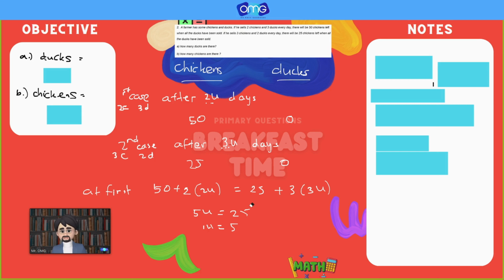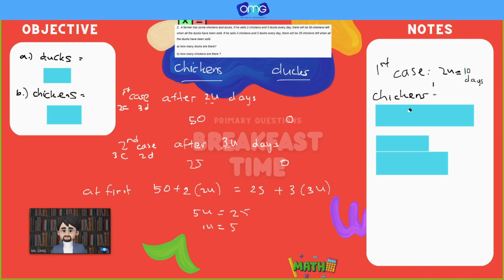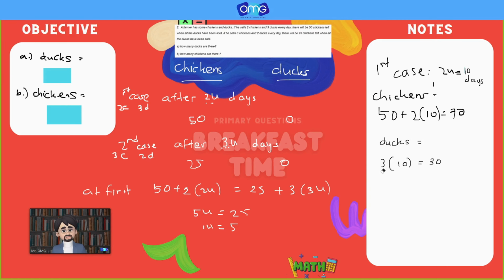So how many chickens and ducks at first? Let's use the first case. After how many days? 2 units, that means after 10 days. So after 10 days, the chickens will be 50 plus 2 chickens per day times 10 days, which is 70 chickens, while the ducks will be 3 ducks per day times 10 days, which is 30. And that's the answer: the ducks will be 30 and the chickens will be 70.